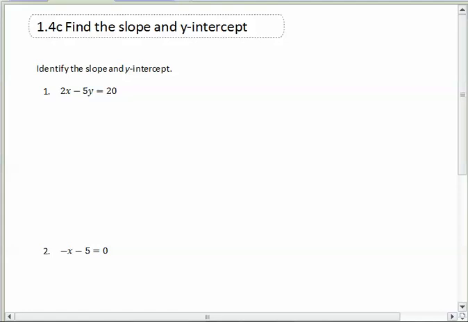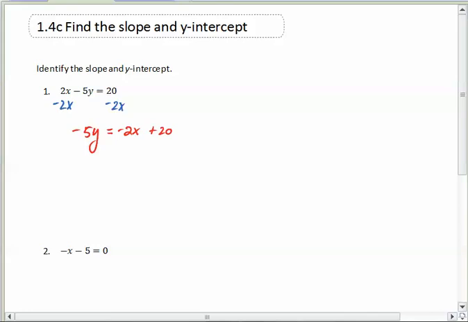Alright, this video is going to remind you how to find the slope and y-intercept when the line isn't in slope-intercept form. So we're going to go ahead and get the y alone first. We're going to use the subtraction property of equality, and we can take 2x from both sides, and that's going to give us negative 2x plus 20.